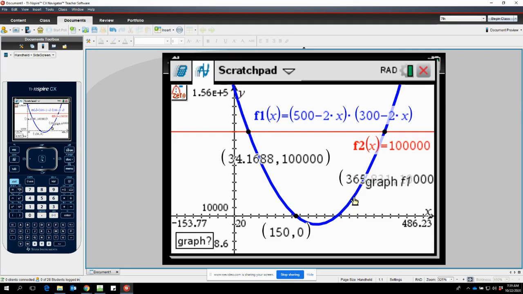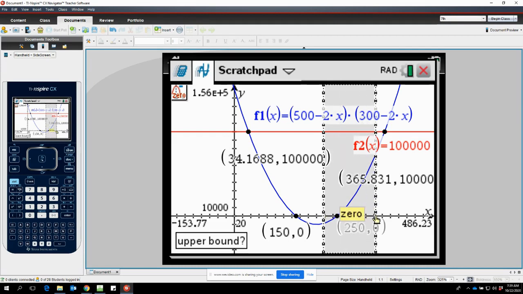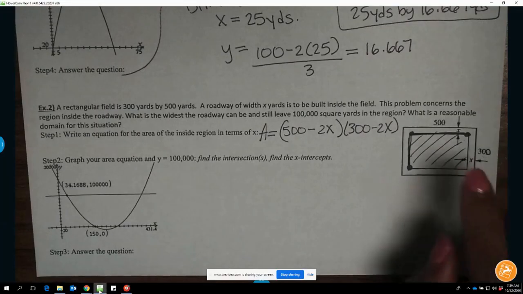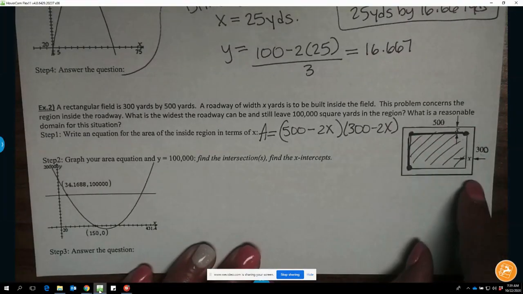And again, you need to click on the graph so that you can select the graph you're finding the zeros for, and left and right. So there it is. This other 0 is also extraneous because, like I just said, x can't be 250. The roadway can't be 250 yards wide if your rectangle over here only measures like 500 by 300.